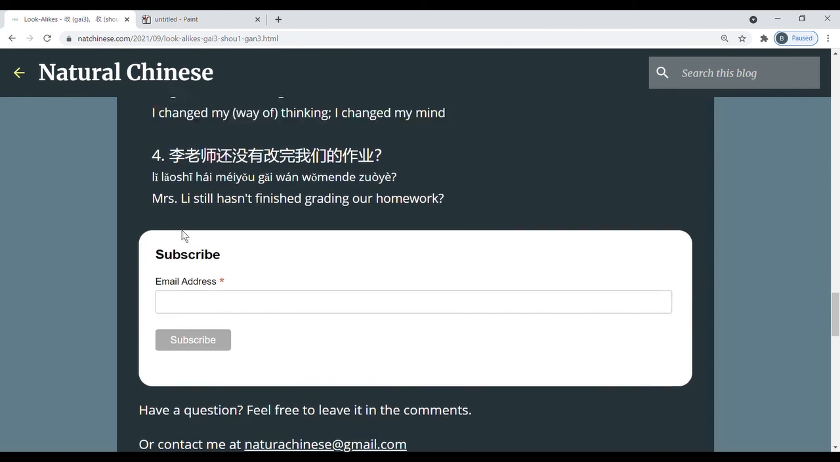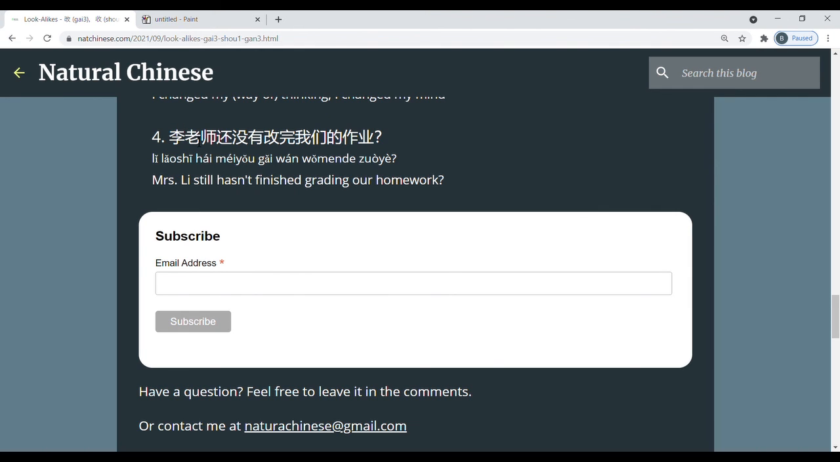And our last example is 李老师还没有改完我们的作业. So Mrs. Lee still hasn't finished grading our homework. Here you can think of it as like 改作业, as in to correct or to grade homework, or in this sentence the verb is more 改完, 改完作业, which I would say more means to finish grading homework. So that's these examples.